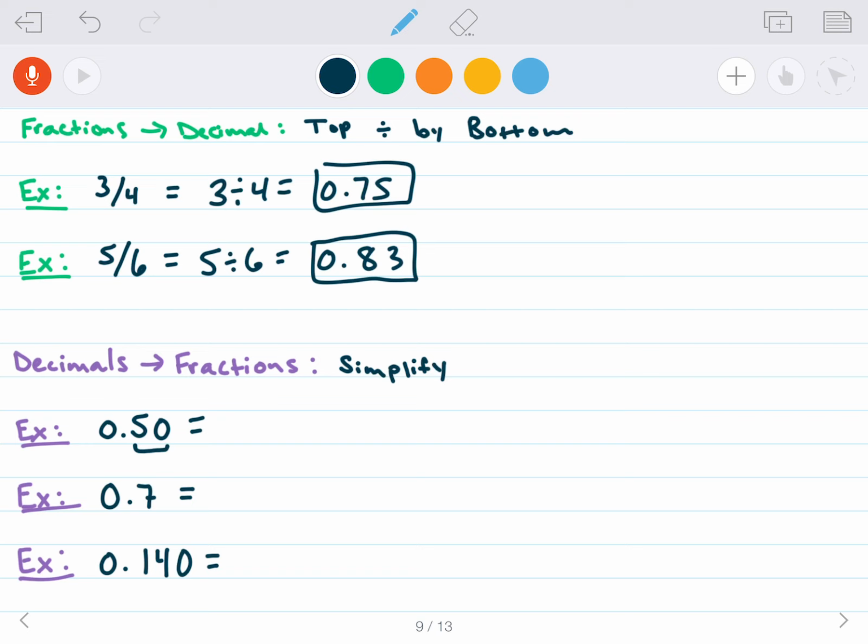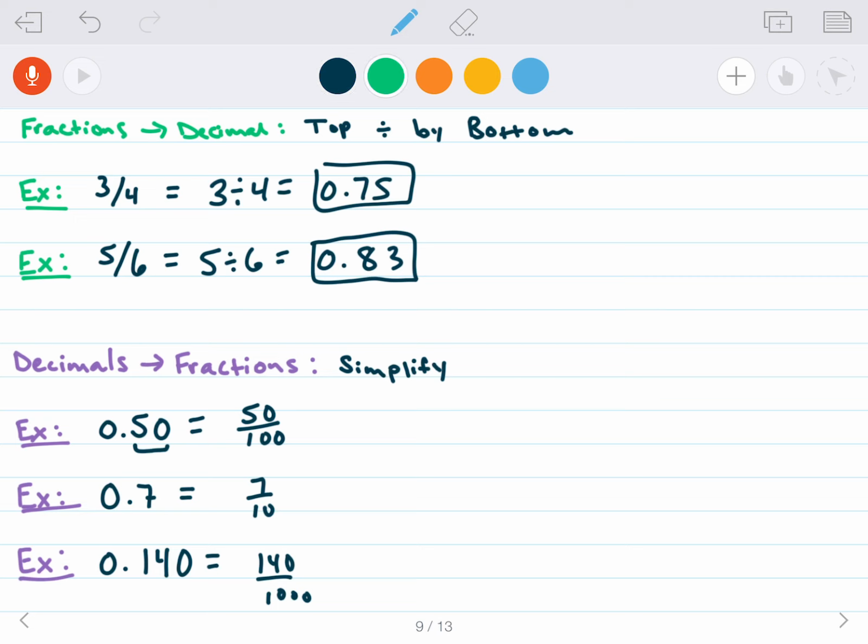So it ends in the hundredths spot here, which means we're just going to put that number over 100. All right, so this is 50 over 100. What would this be? This terminates in the 10th spot, so it's 7 over 10. This guy terminates in the thousandths spot, so it's going to be 140 over 1,000. And then we just simplify as much as we can.